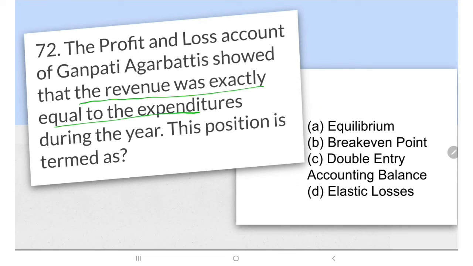It is not equilibrium. If you are thinking it is equilibrium, it is break-even point. Equilibrium is when demand and supply are equal. It is called equilibrium point. When the revenue and the expenditure meet, it is called BEP point, break even point. The region above the BEP is the profit zone, and the region below the BEP is loss.